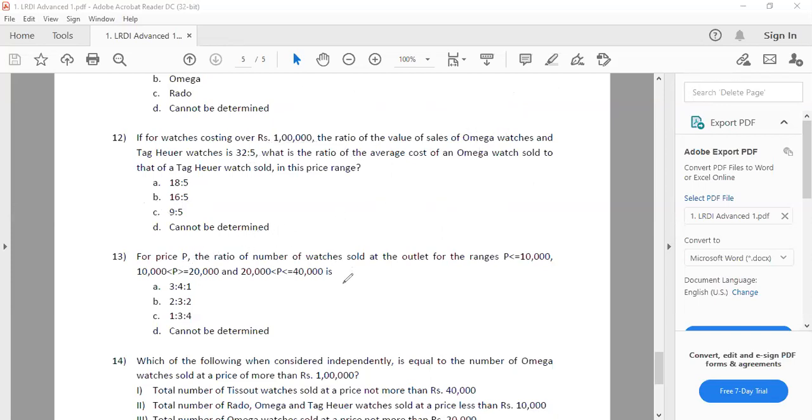For price P, the ratio of the number of watches sold in this range and in this range, that ratio. So you have to add that. You have to add, okay? Horizontally you have to add.